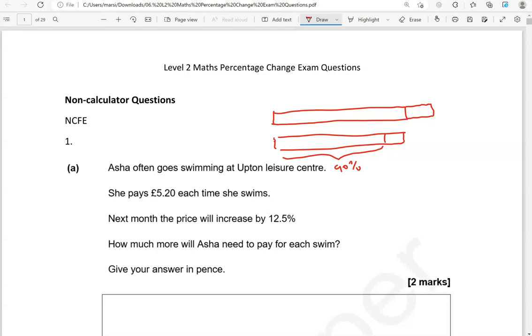Asha often goes swimming at Upton Leisure Centre. She pays £5.20 each time she swims. Next month, the price will increase by 12.5%. How much more will Asha need to pay for each swim? Give your answer in pence.